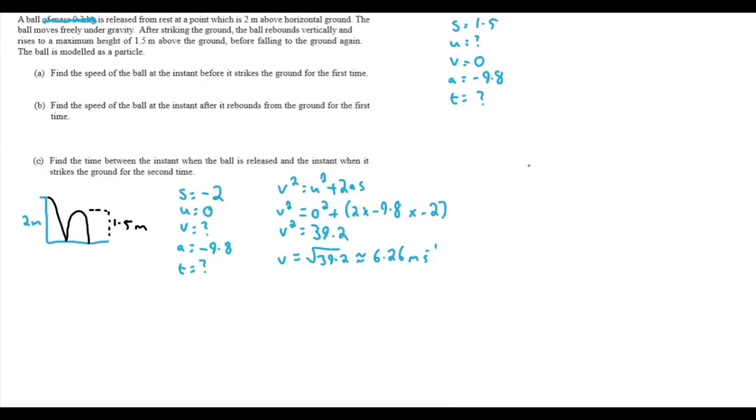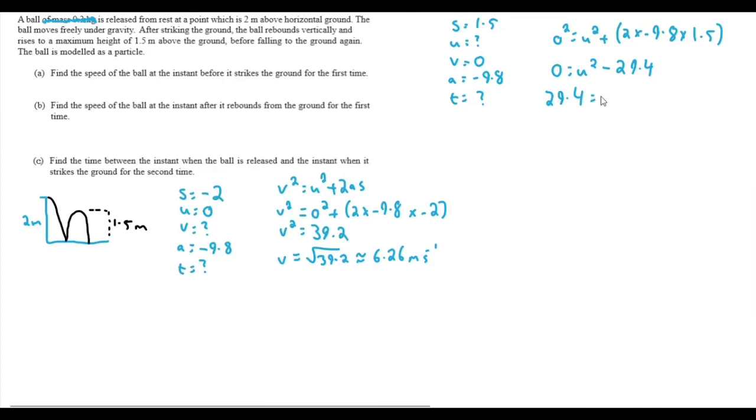Yet again, we have an SUVAT, so V squared equals U squared plus 2AS. Just this time it's the U we don't know. So 0 squared equals U squared plus 2 times minus 9.8 times 1.5. From this we just get that 0 equals U squared minus 29.4. So bring the 29.4 onto the left hand side, so it becomes positive. That just equals U squared. So U is going to equal the square root of 29.4, which gives us approximately 5.42 meters per second. So we can indeed see that the velocity with which it's then leaving the ground again, like an instant later, is already definitely less than the velocity with which it hit the ground before.